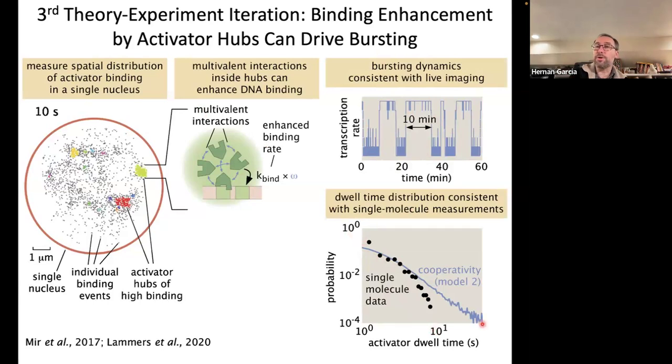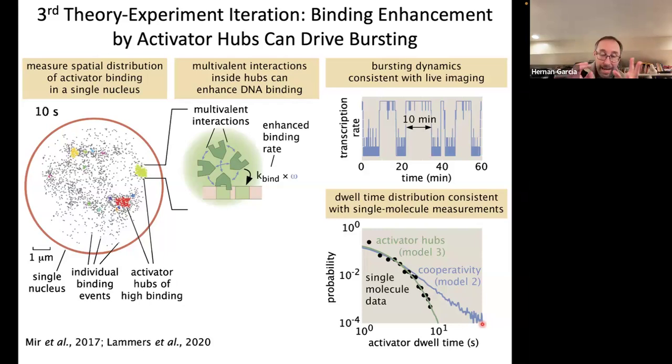In blue is the protein-protein cooperativity model from the previous iteration. And what I'm showing you here in green is the model that acknowledges the existence of activator hubs, okay? This is pretty cool because it shows you, at least to the degree of the measures that we could think of, we don't seem to find a way to break the model right away.